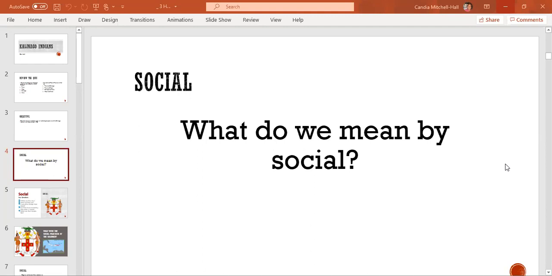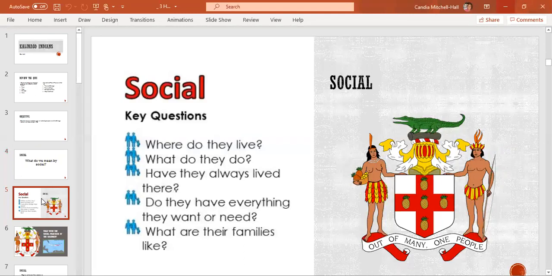Excellent, excellent. Go ahead. Isn't it basically like how they interact with each other? How they interact, more than how they interact with each other. Interaction is very important, but it is more than interaction. So when we're looking at social, where do they live? What do they do? Have they always lived there? Do they have everything they want or need? What are their families like? Those are some of the questions we look at when we're looking at the social.